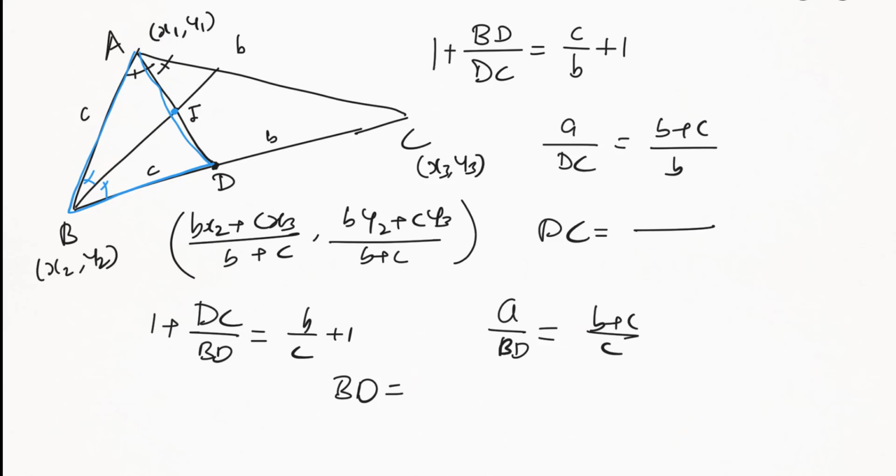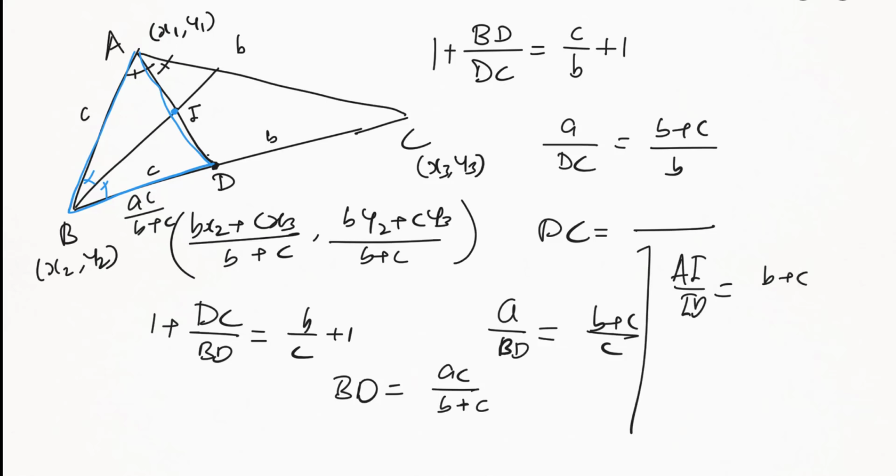BD is ac over b plus c, and the ratio in which this will divide, here we have c, and this is what? ac over b plus c. So this ratio, AI over ID, will be what? This over this, right? c over ac over b plus c. So this will become (b plus c) over a.